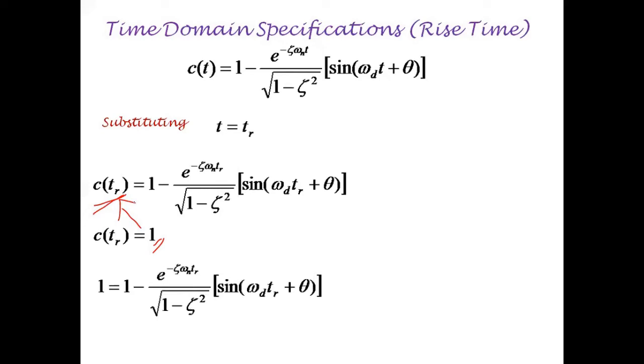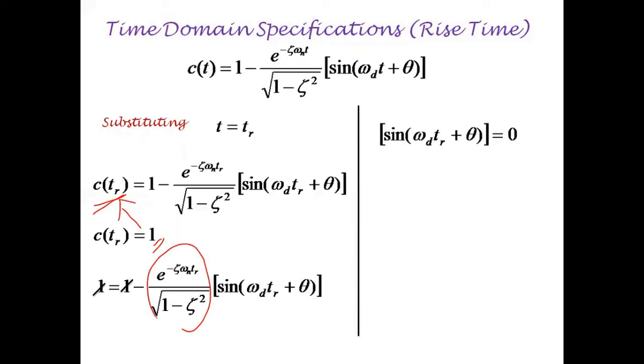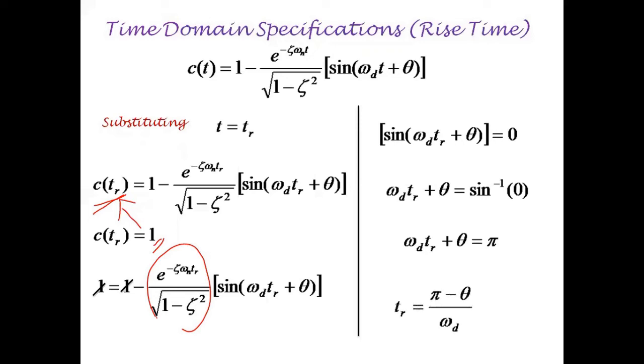Substituting C of tr equal to 1, and on further simplification, 1 and 1 will get cancelled out, and if we take this complete term towards the right hand side, it vanishes and we get sine of omega d tr plus theta is equal to 0. So omega d tr plus theta is equal to sine inverse of 0. Hence omega d tr plus theta is equal to pi, since sine inverse of 0 is pi. Hence I can obtain tr as pi minus theta divided by omega d.